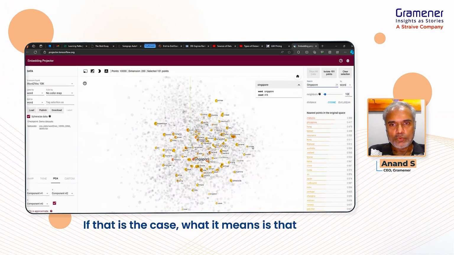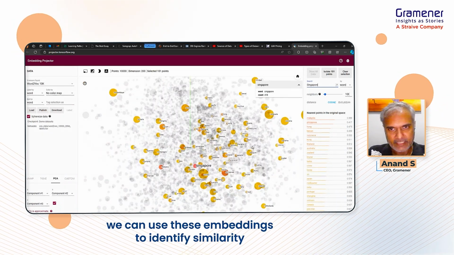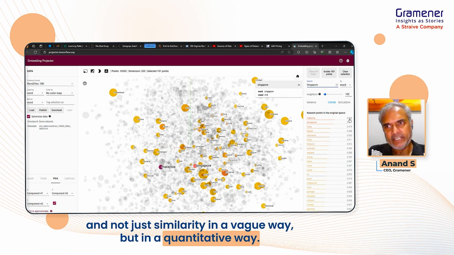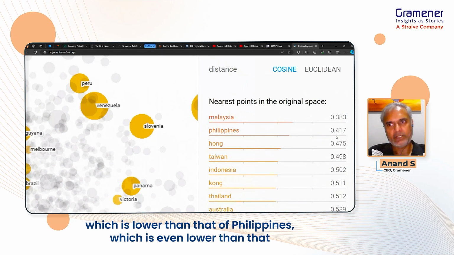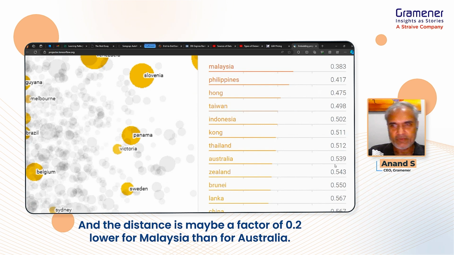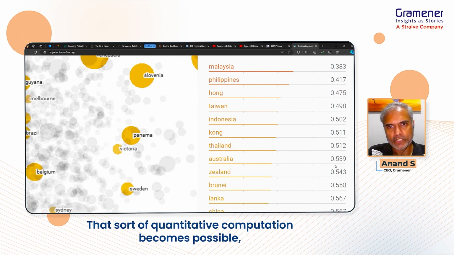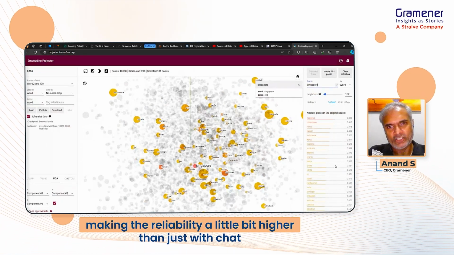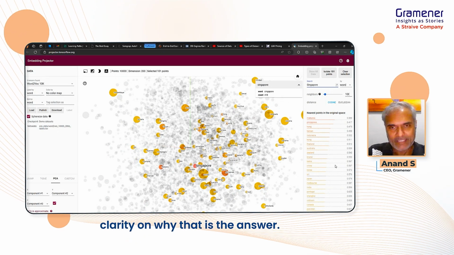If that is the case, what it means is that we can use these embeddings to identify similarity, and not just similarity in a vague way, but in a quantitative way. We can say that the distance between Malaysia and Singapore is 0.38, which is lower than that of Philippines, which is even lower than that of Australia. And the distance is maybe a factor of 2 lower for Malaysia than for Australia. That sort of quantitative computation becomes possible, making the reliability a little bit higher than just with chat, where you get an answer, but not necessarily with clarity on why that is the answer.